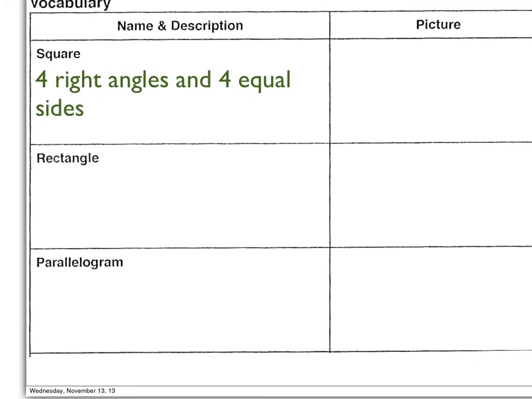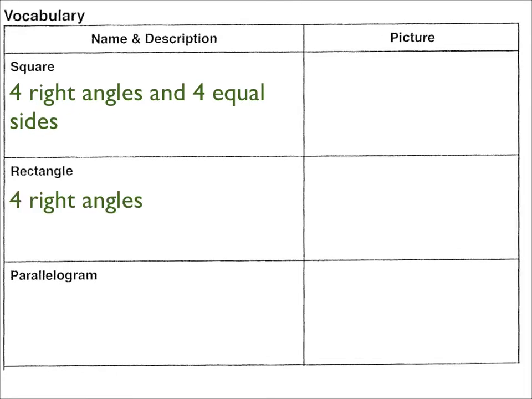4 right angles and 4 equal sides. That's the definition of a square. Now, your picture, I know that's not perfect, right? But it's the markings that make a quadrilateral something more specific. So in order to make that a square, I have to mark 4 equal sides. And then the 4 right angles, I put those little boxes in the corners to show right angles.